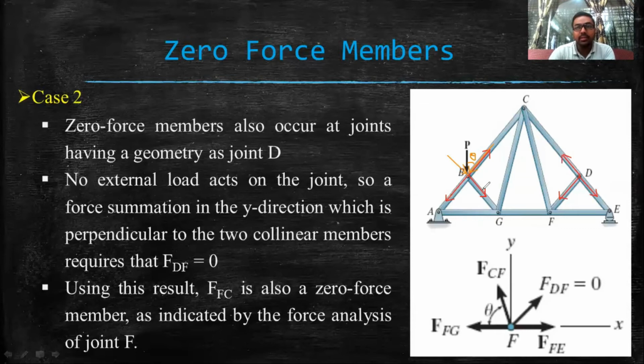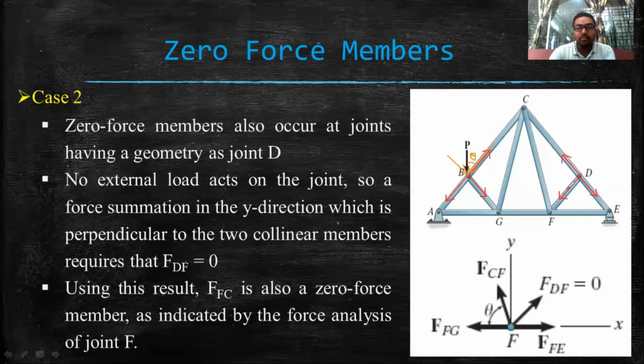From this we can easily say that although the geometrical shape is very similar for joint B and joint D, at joint D there is no external load, and that's why there is no load that can balance the member force. That's why this member force is becoming zero.